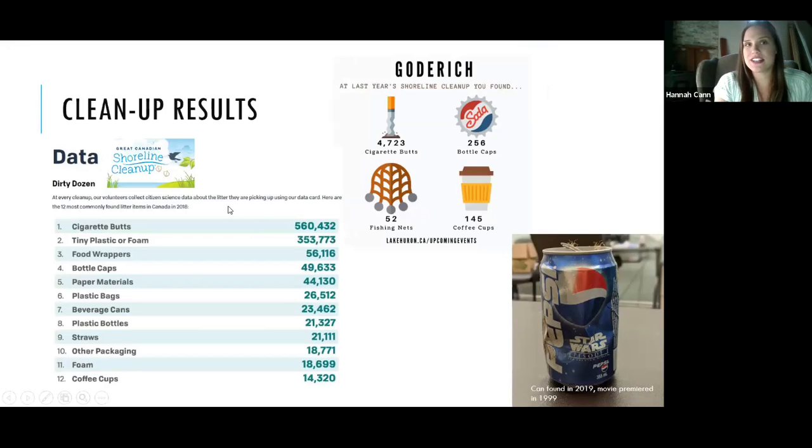We submit all of our data to the Great Canadian Shoreline Cleanup. They take data from all across the country, from coast to coast to coast. And the things that they find the most in these cleanups are cigarette butts, tiny plastic or foam, and food wrappers. And we have seen that echoed in our beach cleanups as well. So this little infographic here, at last year's Great Canadian Shoreline Cleanup, 4,723 cigarette butts were cleaned up in under 2 hours, and 52 fishing nets, 145 coffee cups, and 256 bottle caps.